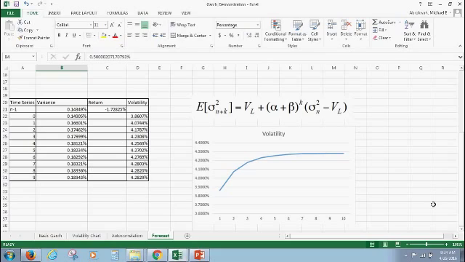So the parameters that you use to forecast the volatility are also important, and we've been through a pretty vigorous methodology on how to do that in previous lectures.